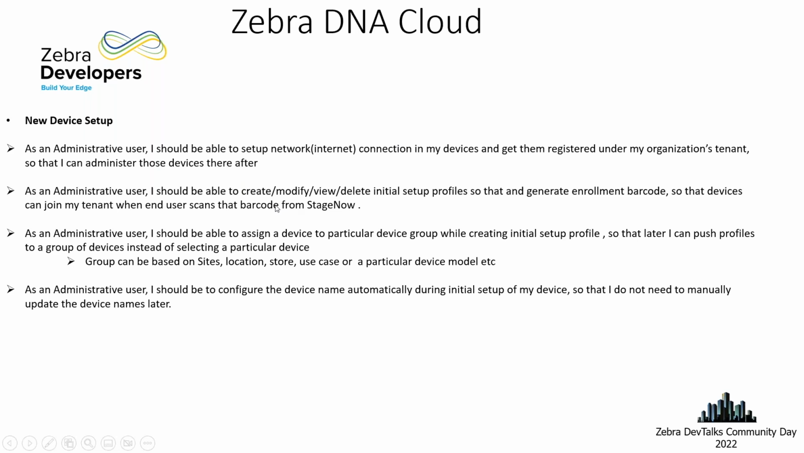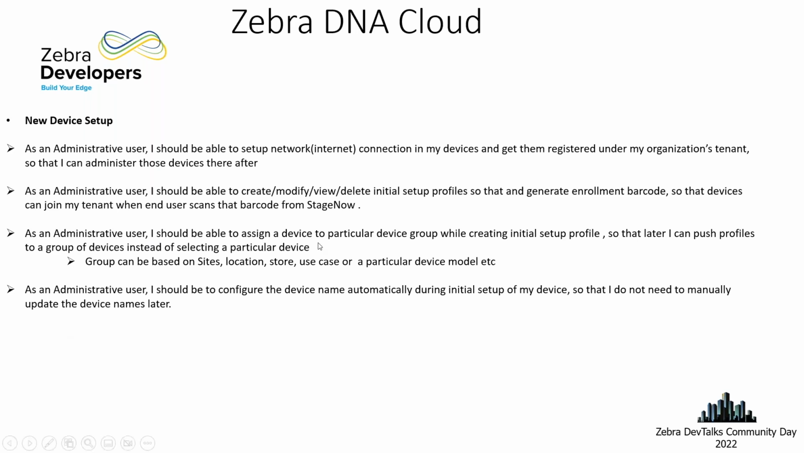Then once I create those network setup profiles, I should be able to create, modify, view or delete them. And once I have created those profiles, I should be able to generate an enrollment barcode out of it. That enrollment barcode can be scanned from the device staging tool. Once the barcode is scanned, that device will download the necessary clients and agents, and it will come under my organization tenant, so that I can see it under my portal.